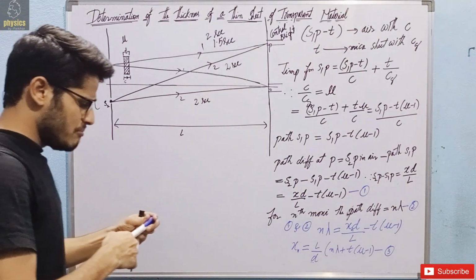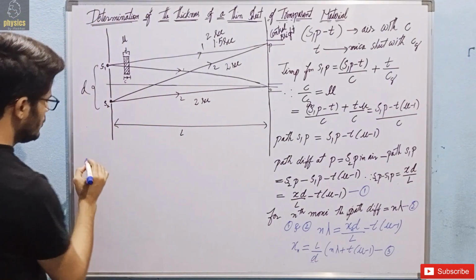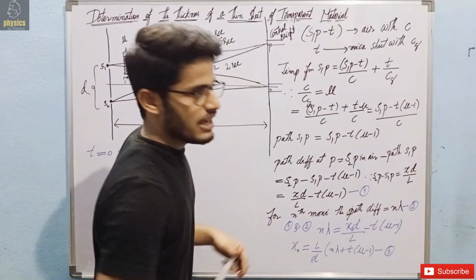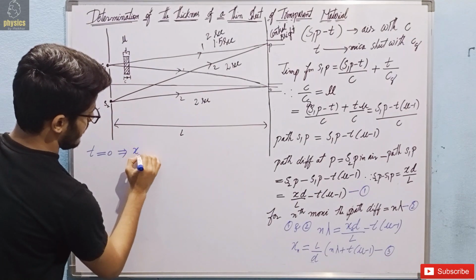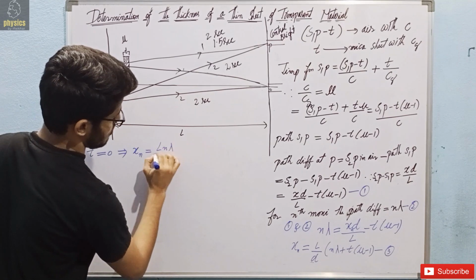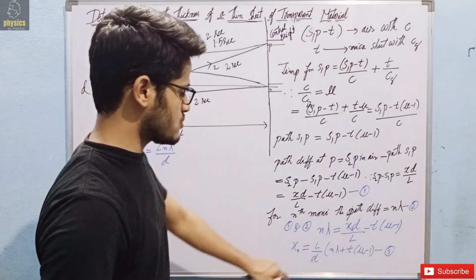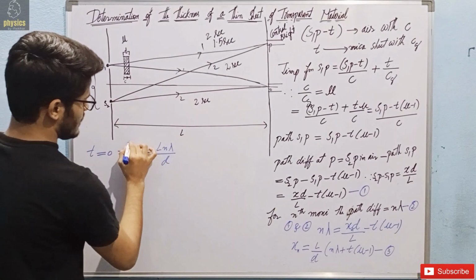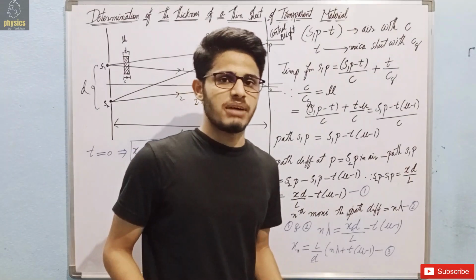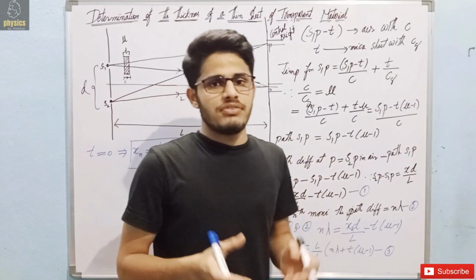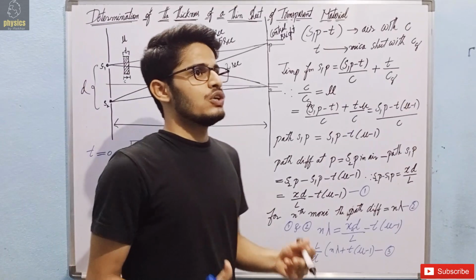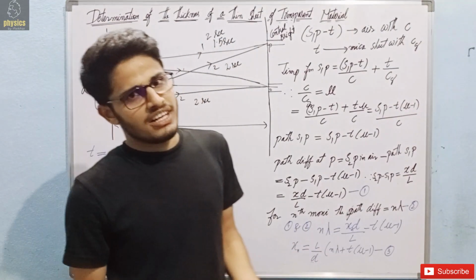So if I make the thickness of this thin sheet to be 0, what would I get? The position of the nth maximum will be x sub n is equal to n L lambda by d. This is the position. This is the same equation that we got in the Fresnel biprism experiment for the nth bright fringe. So if the thickness is 0, meaning there is no mica sheet, you would get the same results as the Fresnel biprism experiment.